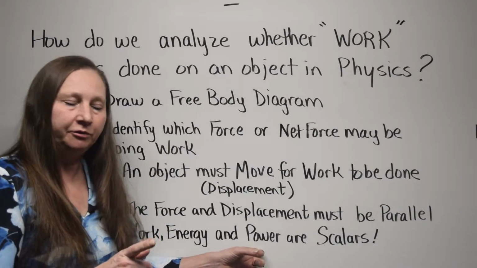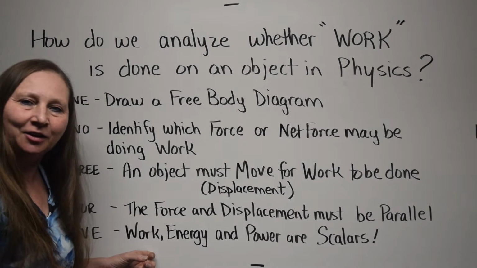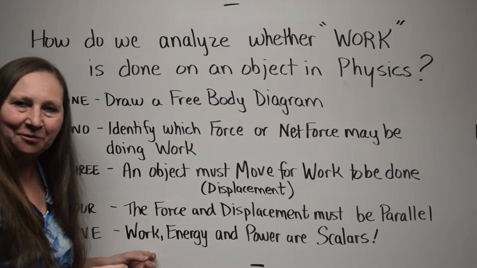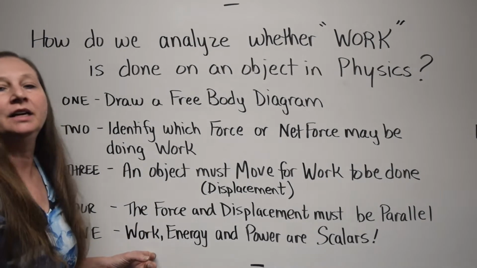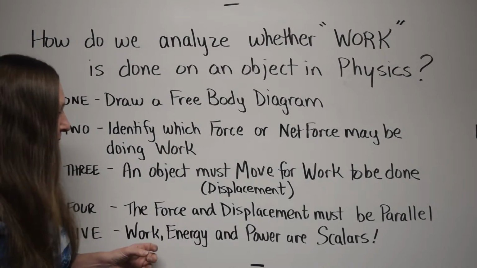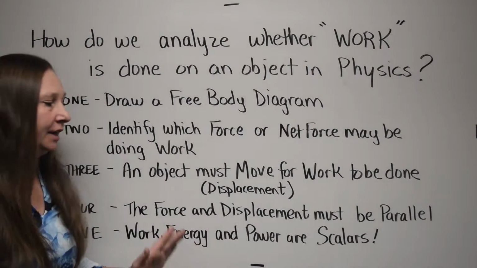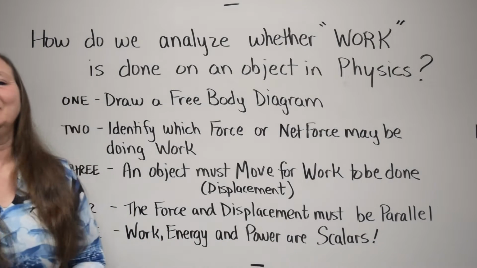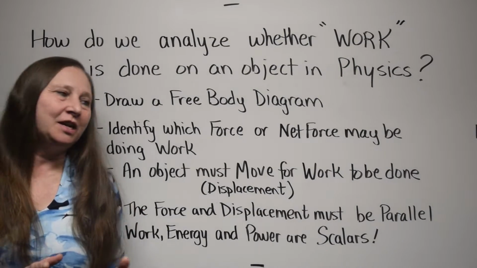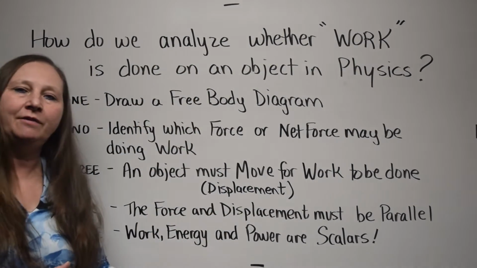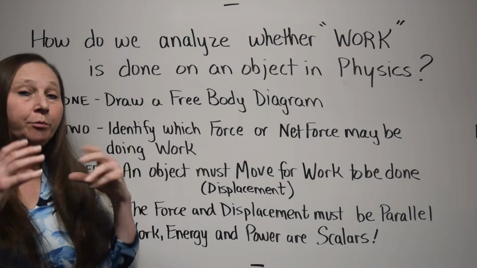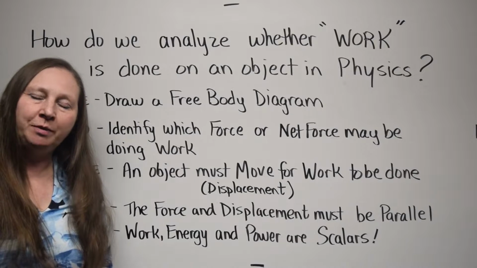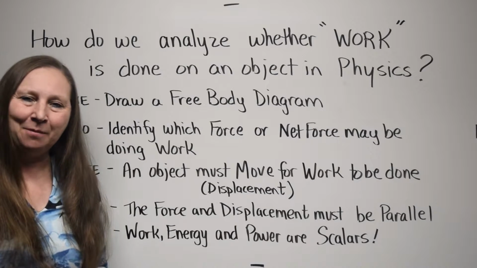Now, oddly enough, even though work is a scalar, work is defined as either positive or negative. It's just that in this case, it's not a direction. It's positive work or negative work, even though work is a scalar. Let's look at some of the simple examples, and let's use all 5 of these techniques or points to consider as we analyze whether or not work is being done on objects in the examples that follow.